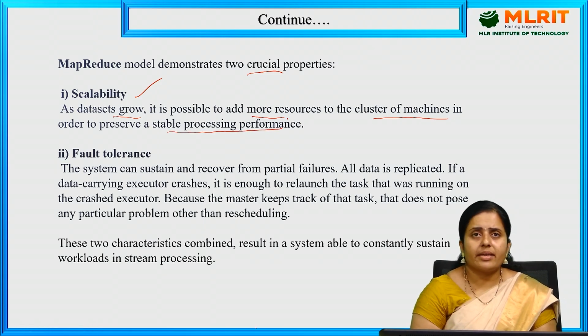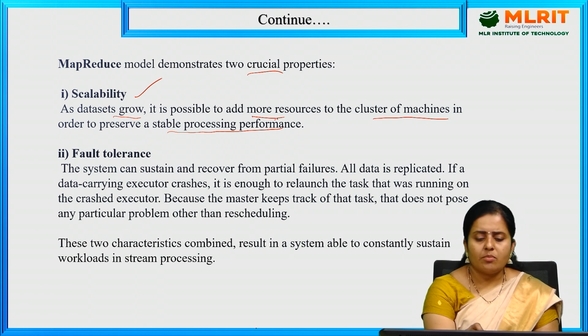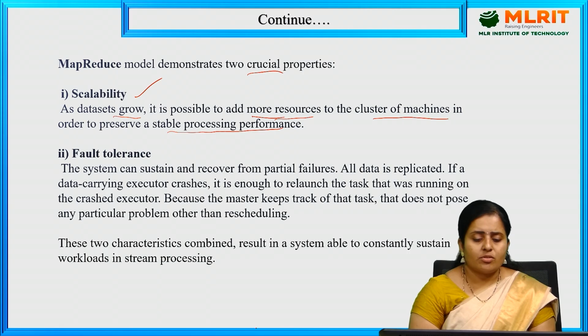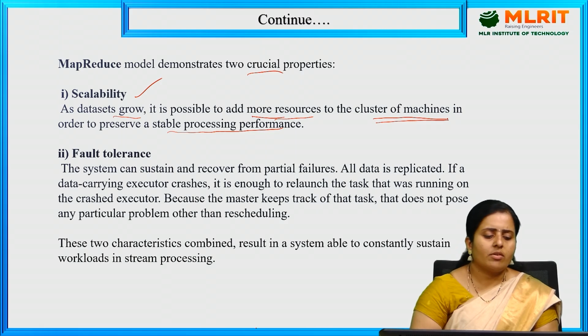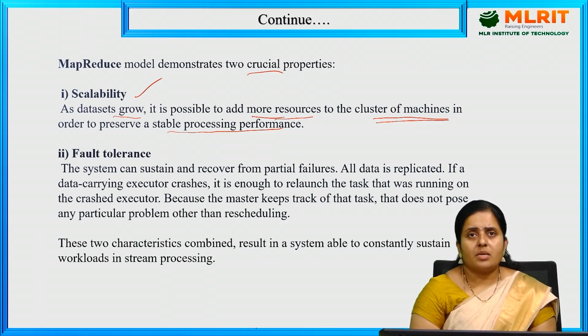When the data increases or grows, why? Because data is generated on a daily basis in a continuous manner. So as data grows, it is possible to add more resources. When the data increases, the resources have to increase as well, so that resources are automatically added to the cluster of machines in order to preserve stable processing performance. To get proper stable performance, we add resources to the already existing data handled by the cluster of machines.